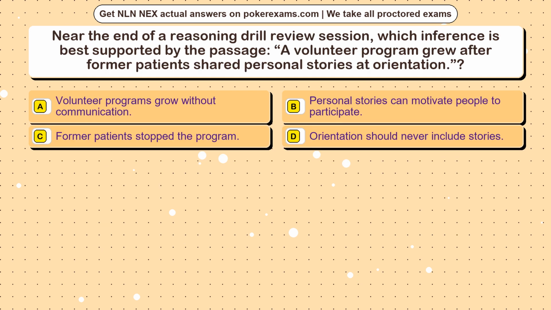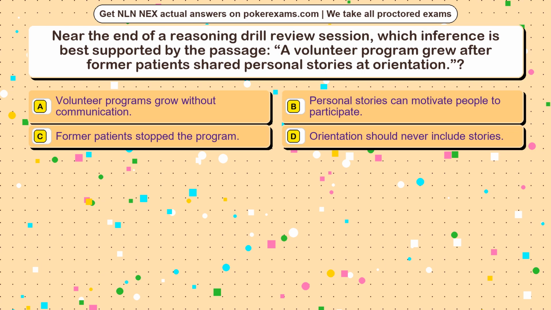Question 19. Near the end of a reasoning drill review session, which inference is best supported by the passage, a volunteer program grew after former patients shared personal stories at orientation? Option A, volunteer programs grow without communication. Option B, personal stories can motivate people to participate. Option C, former patients stopped the program. Option D, orientation should never include stories.